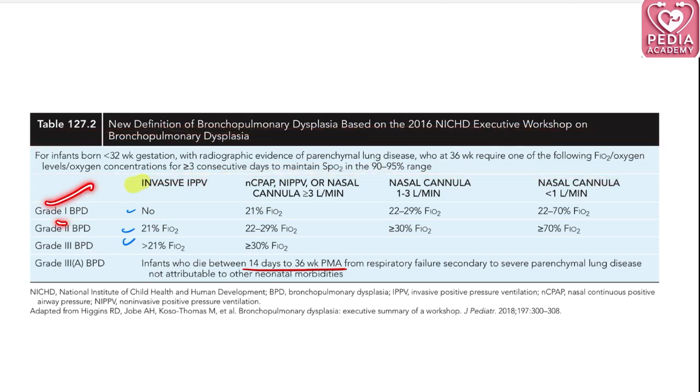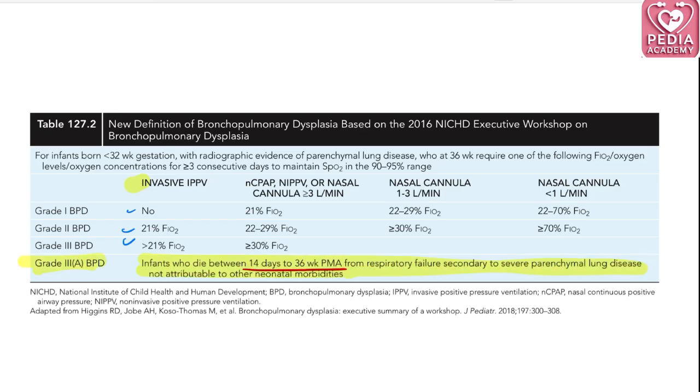So grade 1, grade 2, grade 3. Grade 3 is divided into grade 3 and grade 3A. If invasive ventilation is there, so no 21% FiO2 and more than 21% FiO2. Okay, so basically just go through this grade 3A. Infant who dies between 14 days to 36 weeks post-menstrual age from respiratory failure secondary to parenchymal lung disease. So this is the definition of grade 3B. This was asked in INI SS exam.